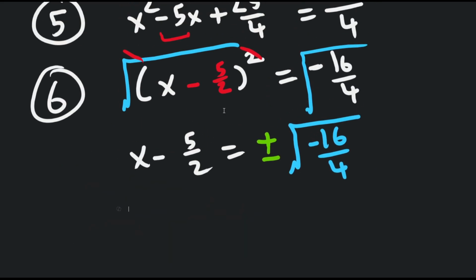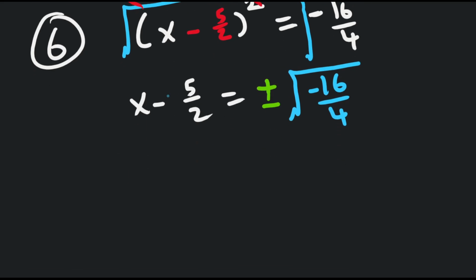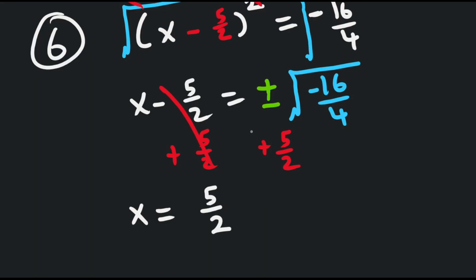So this is where we are now. X minus 5 over 2 equals plus minus the square root of negative 16 over 4. That's where we are. And again, our goal is to isolate x. So how do we finally get to x? We are going to get rid of this negative 5 over 2 by adding 5 over 2 to both sides. So add 5 over 2, add 5 over 2. And finally, we have x equals, so I'll write 5 over 2 first. So 5 over 2 plus minus the square root of negative 16 over 4. Good.